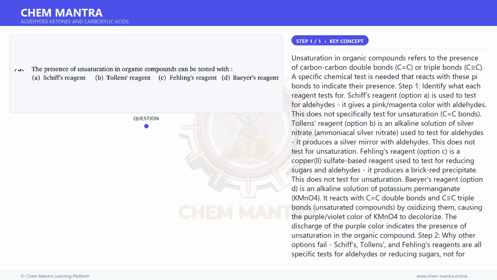Step 2. Why other options fail? Schiff's, Tollens, and Fehling's reagents are all specific tests for aldehydes or reducing sugars, not for carbon-carbon unsaturation.